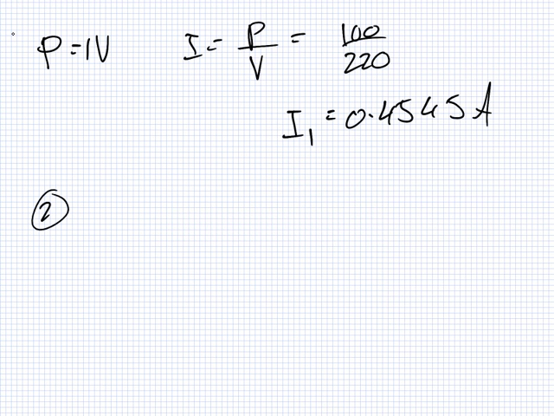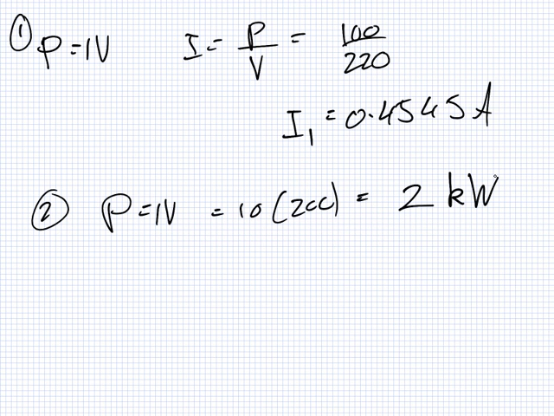Okay? Next now. An electric heater draws 10 amps of current from 200 supply. What's the power? Power equals IV equals 10 times 200, which equals 2000. So 2 kilowatts. Is that okay too? Should be okay, I think, right?